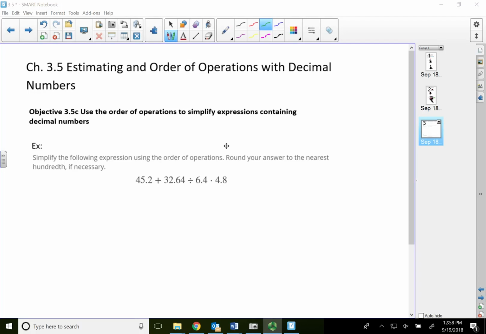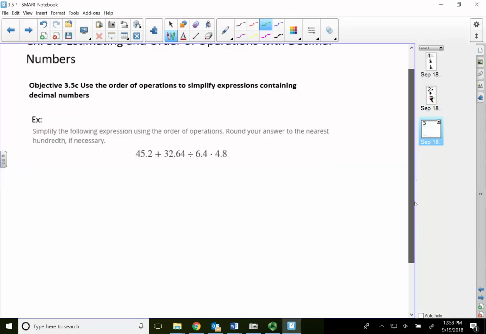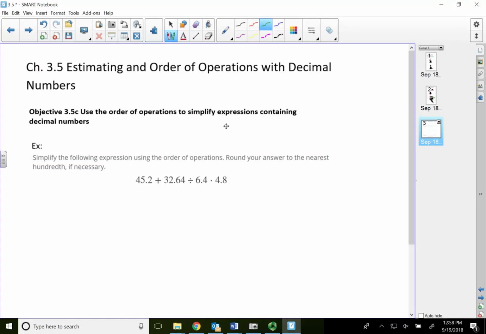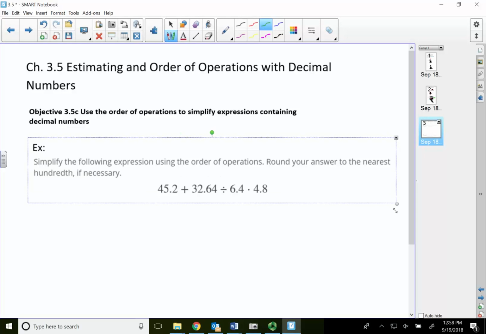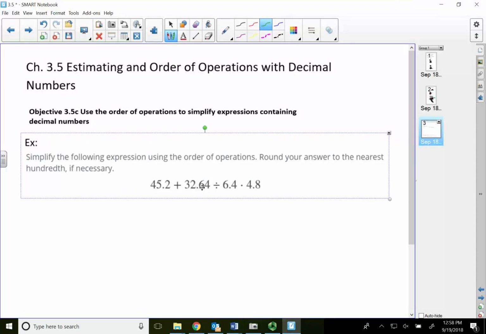Welcome back to Module 3.5. In this video, let's take a look at the order of operations containing decimal numbers. So we're going to treat these just like whole numbers and fractions, where we identify our terms first and then work what's within each term.